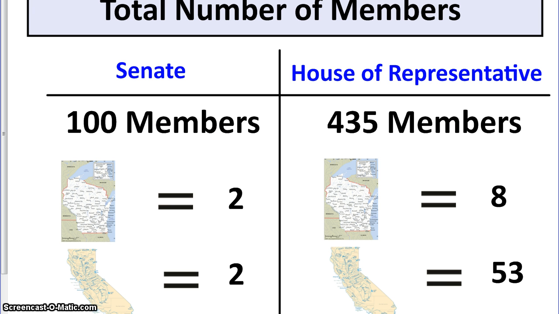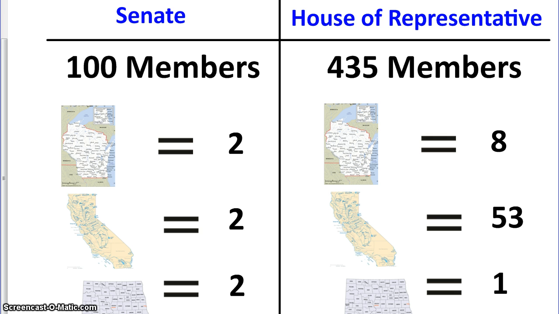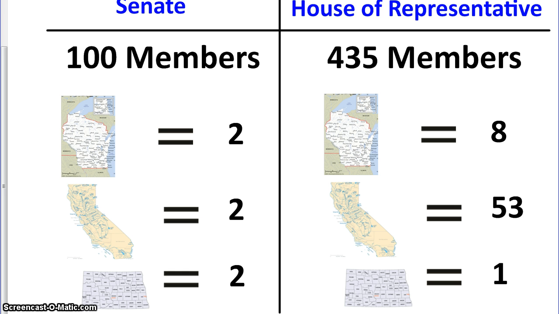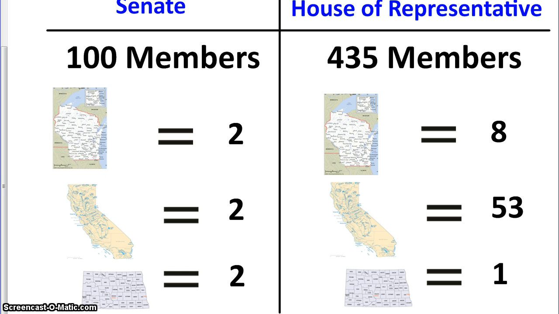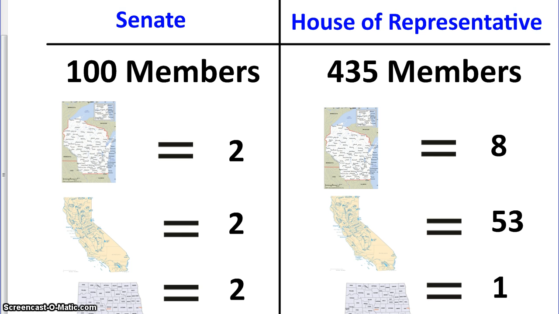The first and most obvious difference is in the total number of members. Now the Senate has 100 members in it. That's 2 per state. It doesn't matter if it's Wisconsin, California, or any of the Dakotas. It is 2 members per state, meaning the Senate has 100 members.